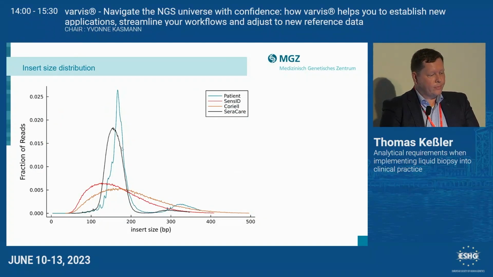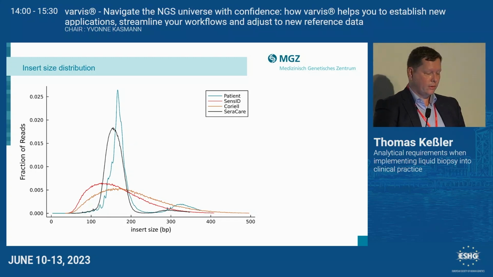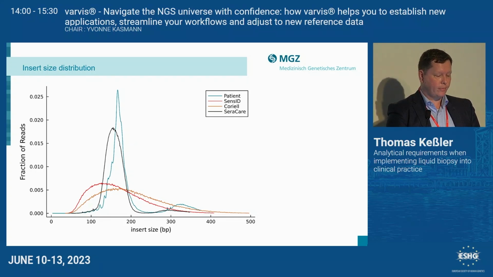So first of all, as I said, this is a fragmented DNA that is secreted from tumor cells. So if you look at extracted cfDNA, you have a certain insert size distribution. And if you look at patient samples here in green, then you see that there is a strong peak around 170 to 180 base pairs. This is a typical size distribution of circulating tumor DNA from patients.